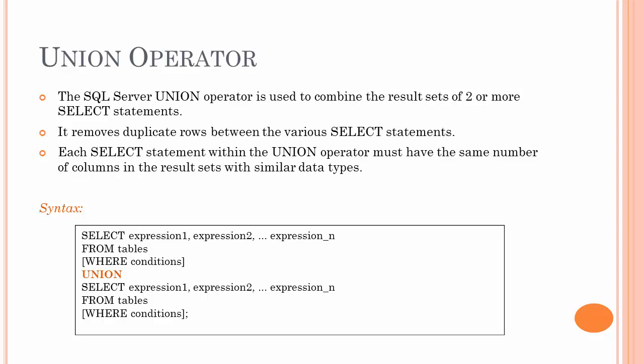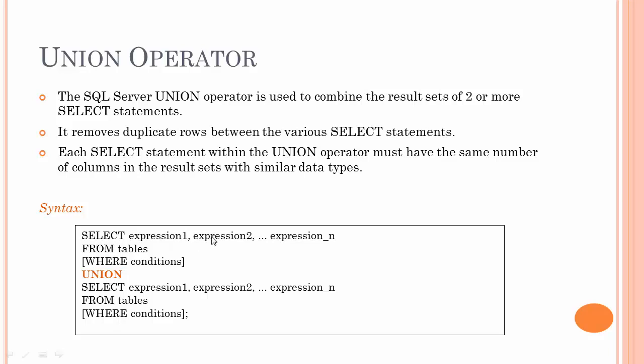The SQL Server union operator is used to combine the result sets of two or more select statements. It removes duplicate rows between the various select statements. Each select statement within the union operator must have the same number of columns in result set with similar data types. So here we have syntax of union operator.